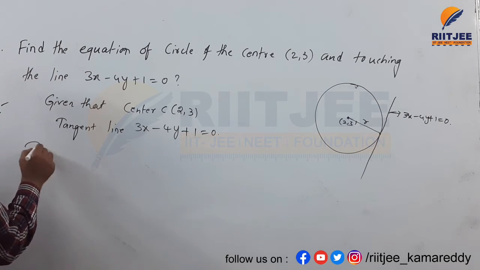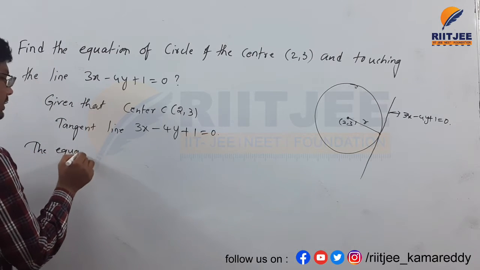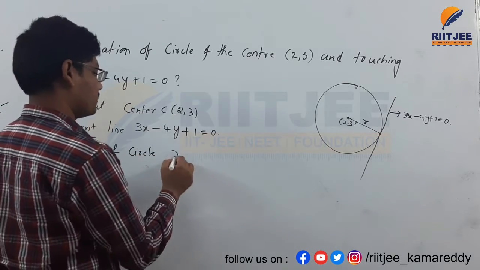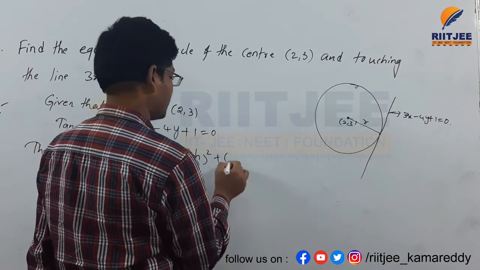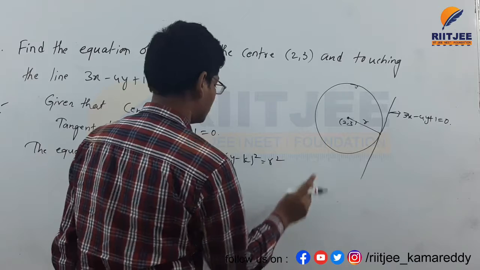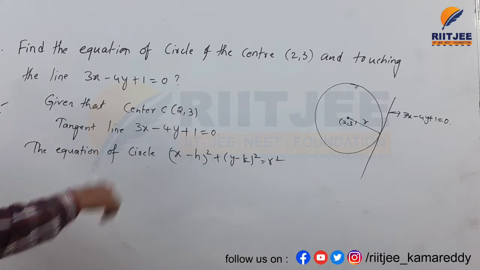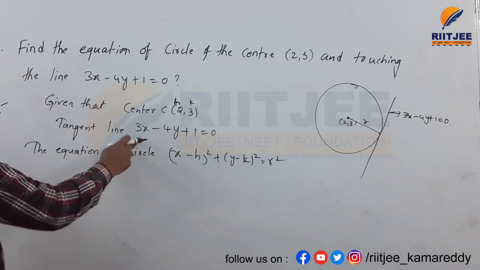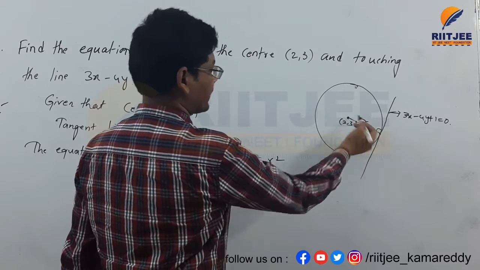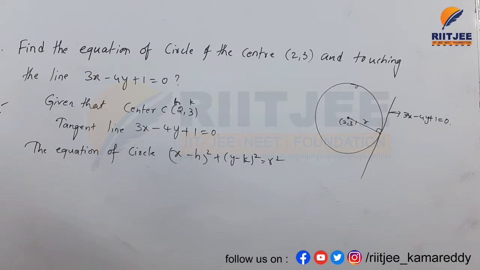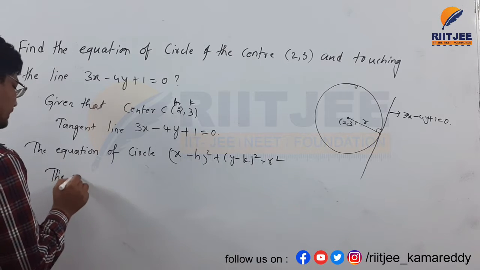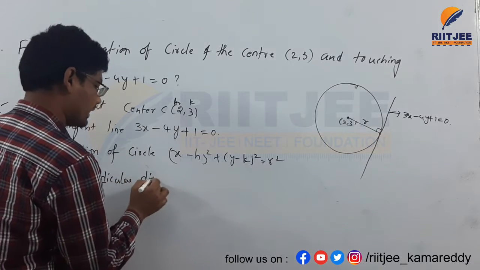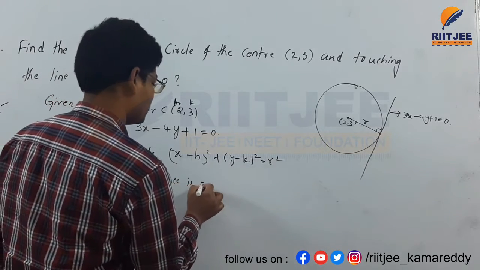Generally the equation of circle is x minus h whole square plus y minus k whole square is equal to r square, where this is h and this is k. The perpendicular distance from this line to the center is called the radius.